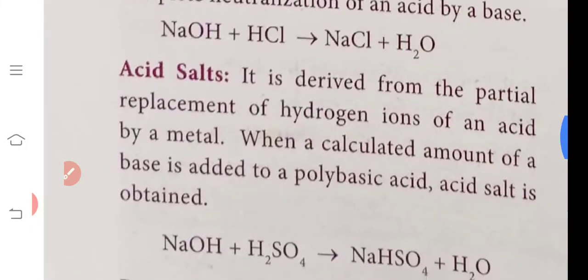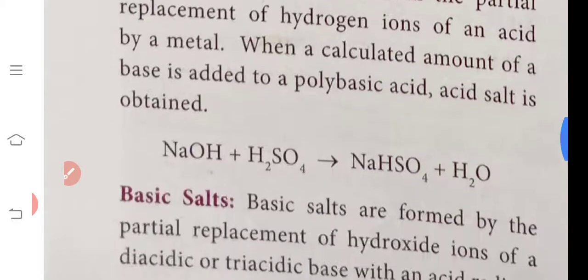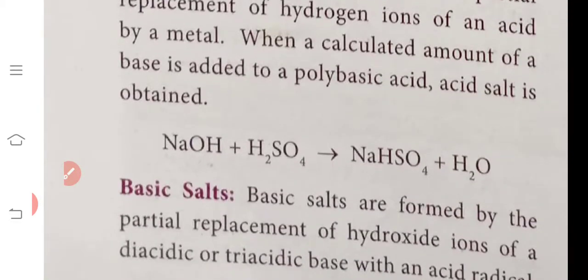Then next, acid salts. It is derived from the partial replacement of hydrogen ions. Completely finished neutralization means normal salts. Partial replacement of hydrogen ions means acid salts. When a calculated amount of base is added to a polybasic acid, an acid salt is obtained. So NaOH plus H2SO4 gives NaHSO4 plus H2O.